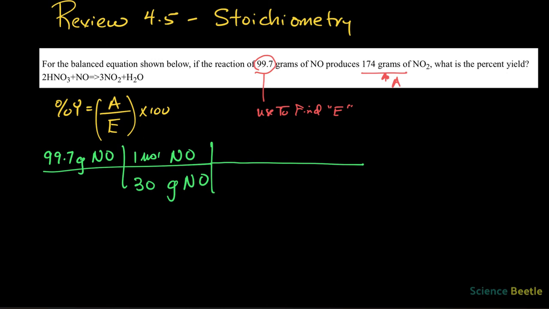And so the next step is, now that we know the moles of nitrous oxide, we need to know the ratio between this compound, which is one of the reactants, and the product we're interested in.